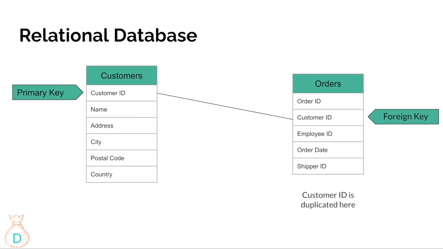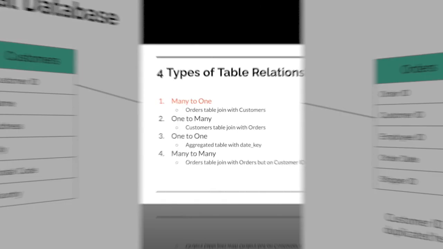And keep in mind that a foreign key is usually more duplicated because that's not the primary key that's unique per row. And so in the orders table, order ID would be the primary key.